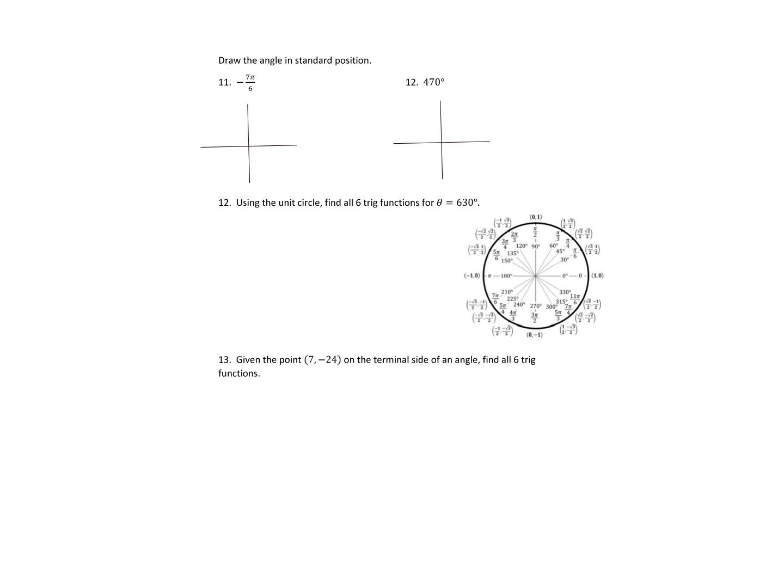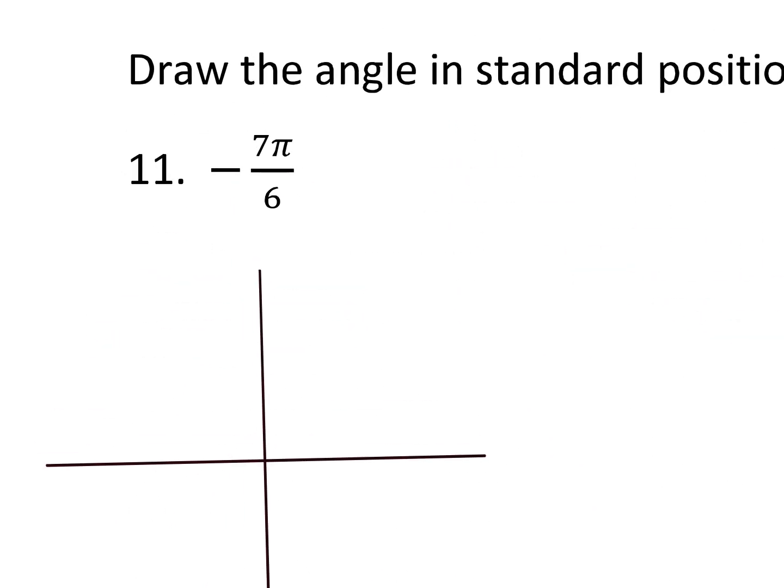For 11 and 12, we have to draw the angle in standard position. So if it gives us radians, we want to convert it. So let's multiply by 180 over pi. Pi's cancel. 6 goes into 180 30 times. So negative 7 times 30 would be negative 210.